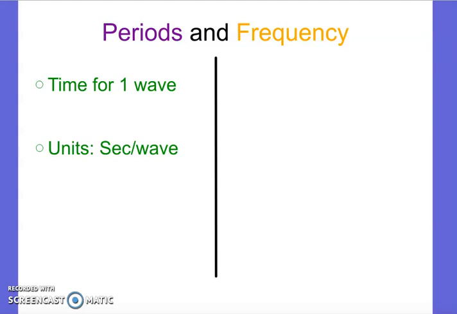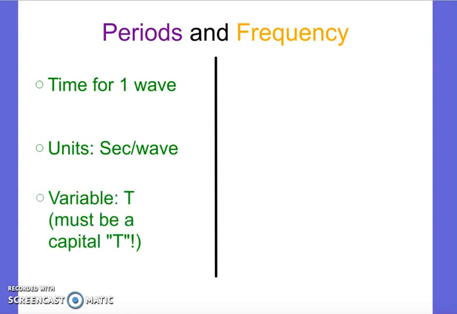Now, wave is not a unit of measurement. It's more for us to keep track of that it's a cycle. So you can also just write it in seconds. But for this case, since it's the time for one wave, seconds per wave. And the variable is a capital T. It must be capitalized. Capital T signals that it's a period, the time for just one cycle, where a lowercase t could be any generic time. So that capital T is very important, as we learned back in simple harmonic motion and our circular motion units.